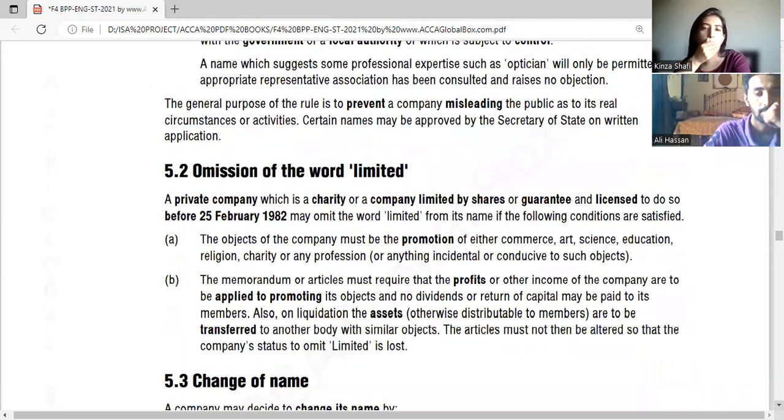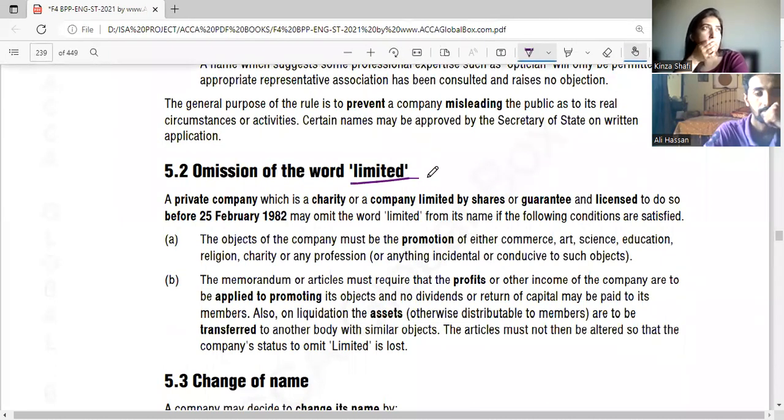All right, the same points repeated. Omission of the word limited. If you omit this word, a primate. Ali, please read omission of the word limited.